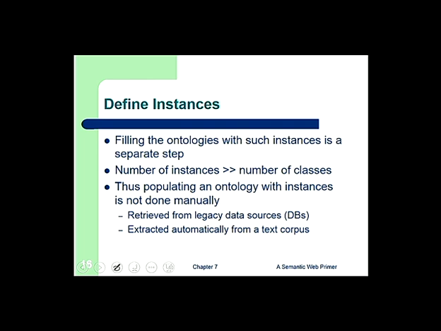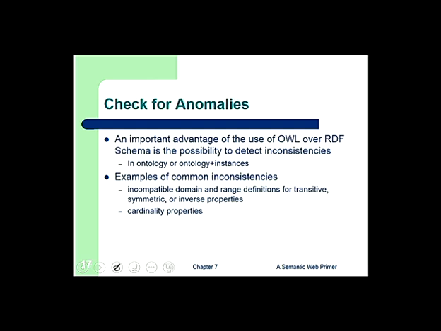Okay. So mostly the ontology population is not done manually, but we retrieve them from the legacy data sources or from any text corpus or relational databases or any other way. So mostly we use some automated way of populating the ontology with the instance data. Most of the information is in the form of relational databases or legacy data sources or plain loose text. So we need to apply several techniques to populate the ontology with the instance data.